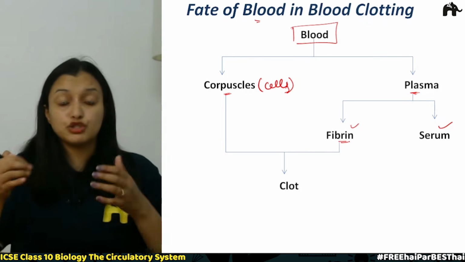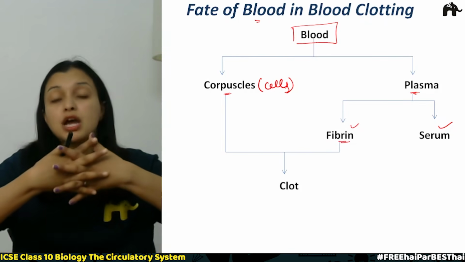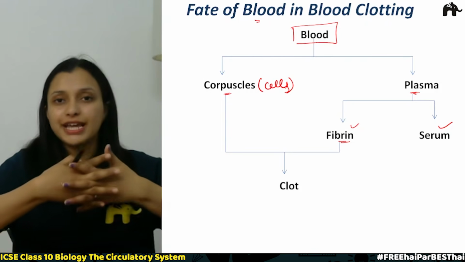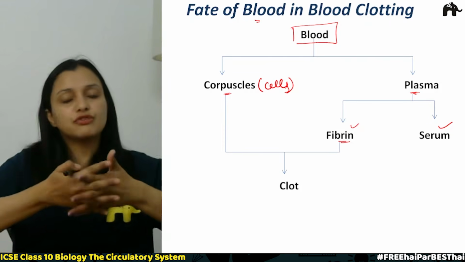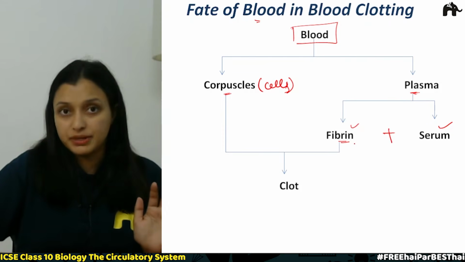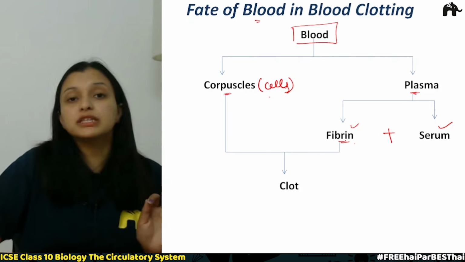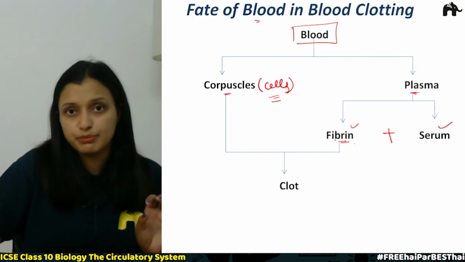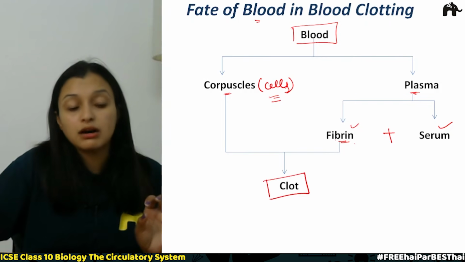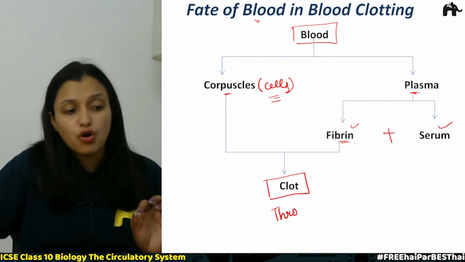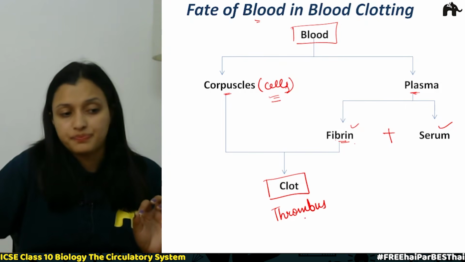One is fibrin, which forms that mesh-like structure, the microscopic threads which form a sticky mesh-like structure which prevents further blood loss, right? So plasma is composed of serum and fibrin. The cells of the blood along with the fibrin make a clot, which is called a blood clot, or it is also called a thrombus, right?